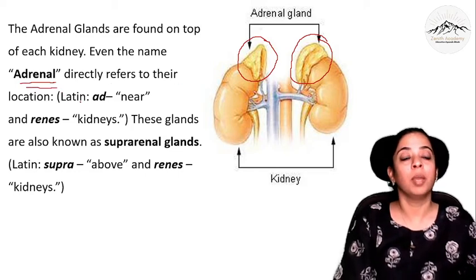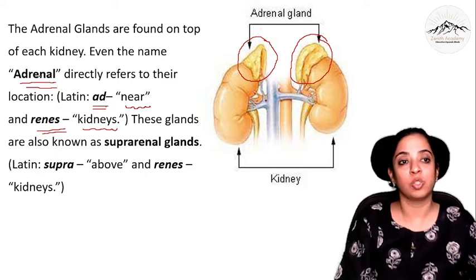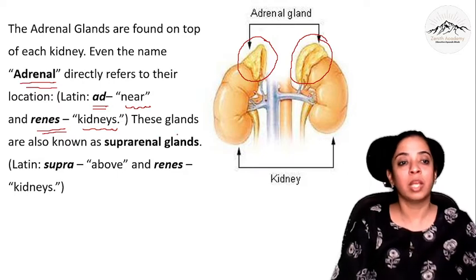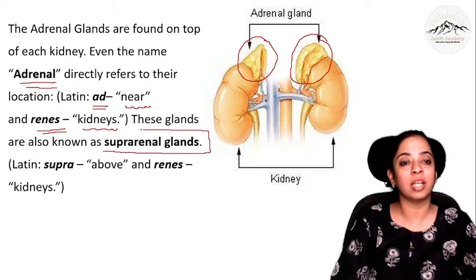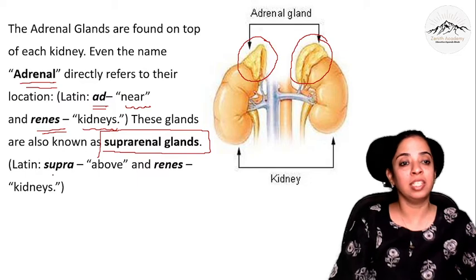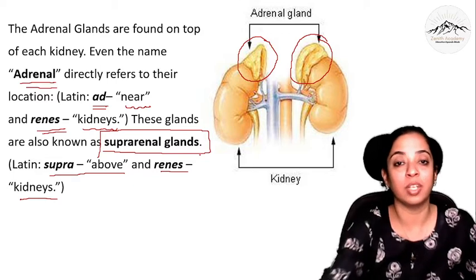How? Because in Latin, ad means near and ren is always kidneys. So it is near kidneys. So adrenal is on the top of the kidney, near kidneys. These glands are also known as suprarenal glands. Please note this, the other name of the gland is suprarenal glands. In Latin, supra means above and renis means kidney, right? So this is another name for adrenal glands.